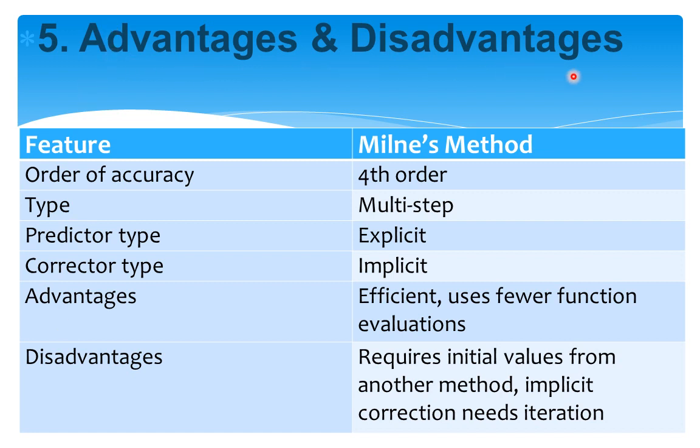Advantages and disadvantages. Feature, Milne's method. Order of accuracy, fourth order. Type, multi-step. Predictor type, explicit. Corrector type, implicit. Advantages: efficient, uses few function evaluations. Disadvantages: requires initial values from another method. Implicit corrections need iteration.